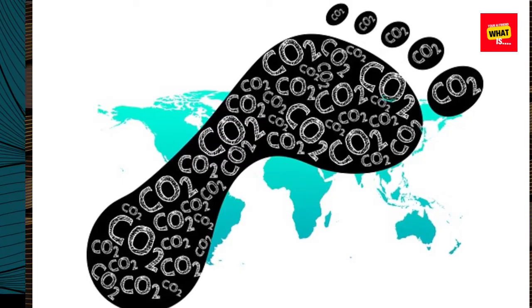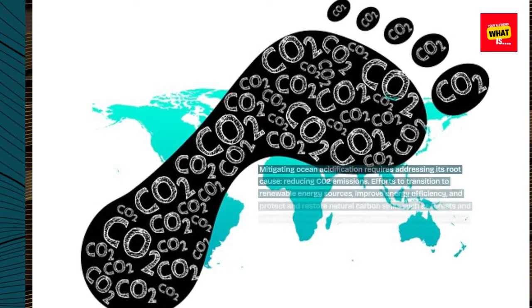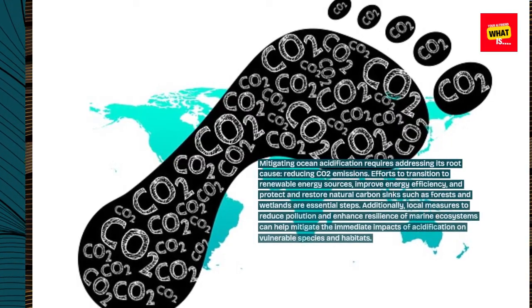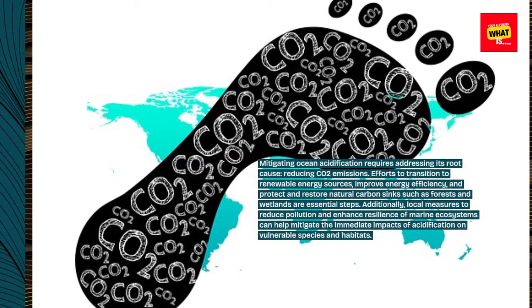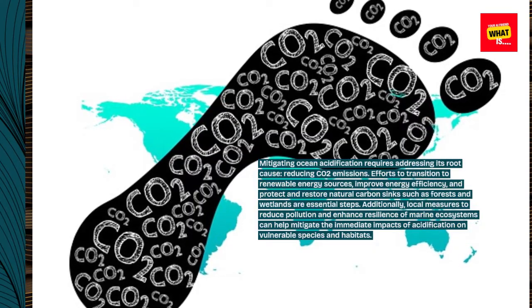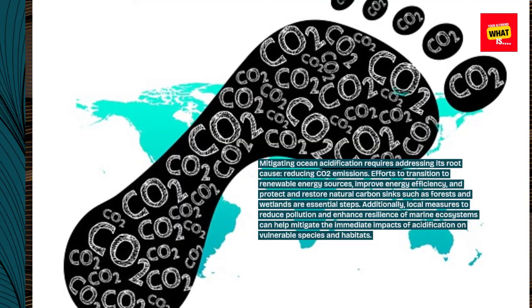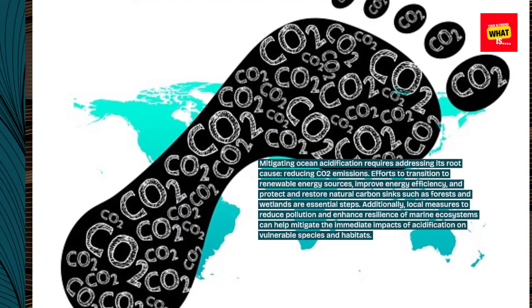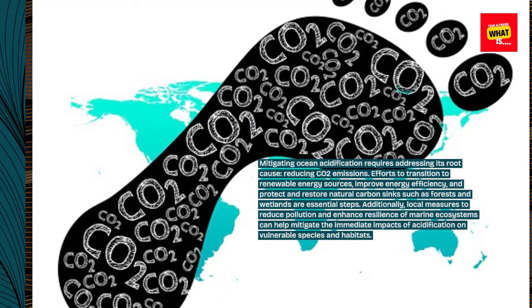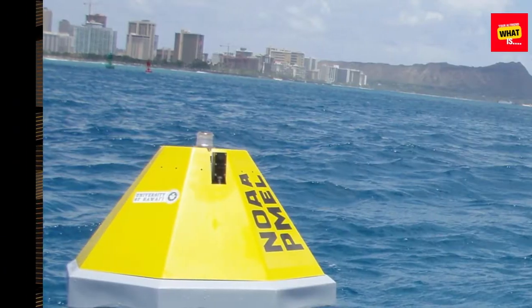Mitigating ocean acidification requires addressing its root cause, reducing CO2 emissions. Efforts to transition to renewable energy sources, improve energy efficiency, and protect and restore natural carbon sinks such as forests and wetlands are essential steps. Additionally, local measures to reduce pollution and enhance resilience of marine ecosystems can help mitigate the immediate impacts of acidification on vulnerable species and habitats.